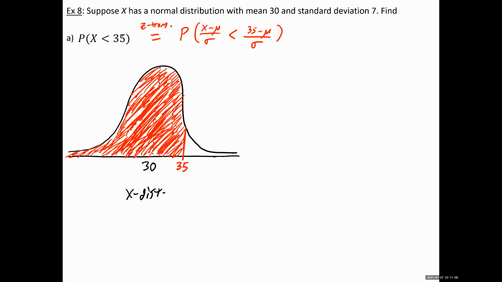Okay. Next step. I'm still trying to change it to Z. For this last little bit, I'll have it changed to Z. The part that has the X, this X minus mu over sigma, that whole mess, you just change it to Z now. It's just the Z. The right side, because the number 35 is there, I'm going to also plug in the numbers for mu and sigma. Mu is 30. Standard deviation is 7.